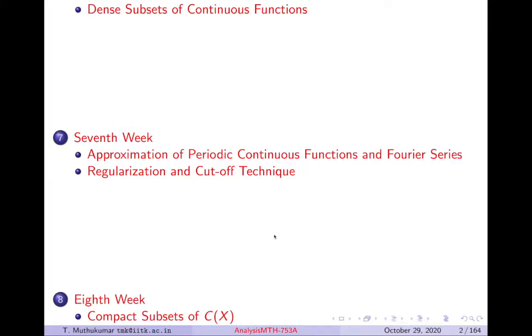In the previous lectures, we have been seeing about continuous functions and the space of continuous functions and the dense subsets of the space of continuous functions. In this lecture, we are going to look at the compact subsets of the space of continuous functions.